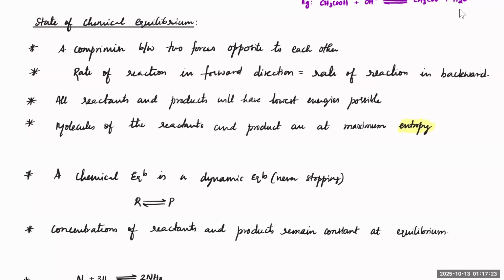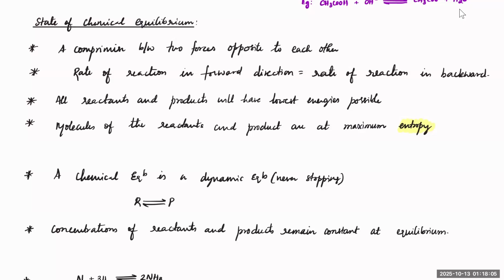How do we measure rate? Rate is some change with respect to time. Now here that change is change in concentration. So change in concentration per time of the reactants will be the same as change in concentration per time of the products. So that means whatever the amount the product is forming, the same amount is again converting back to reactant. Okay. So you can see all reactants and products will have lowest energy possible. Once equilibrium has been achieved, all the reactants and products are at their lowest energy.